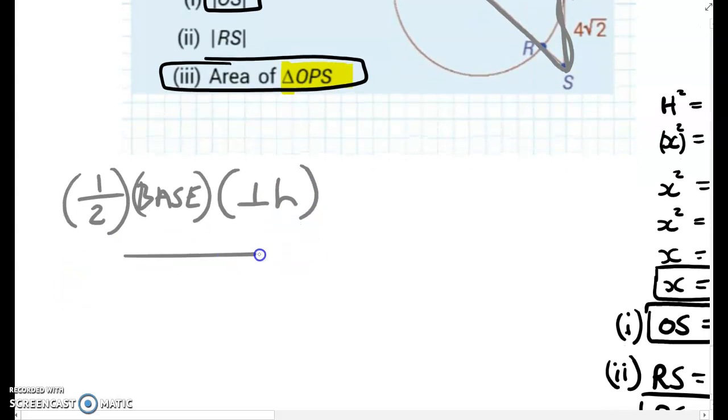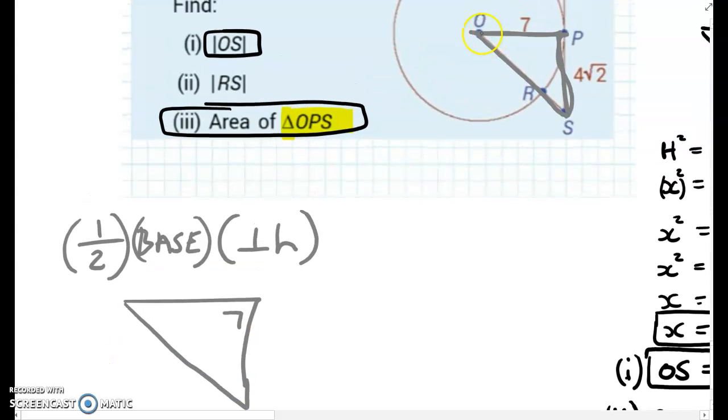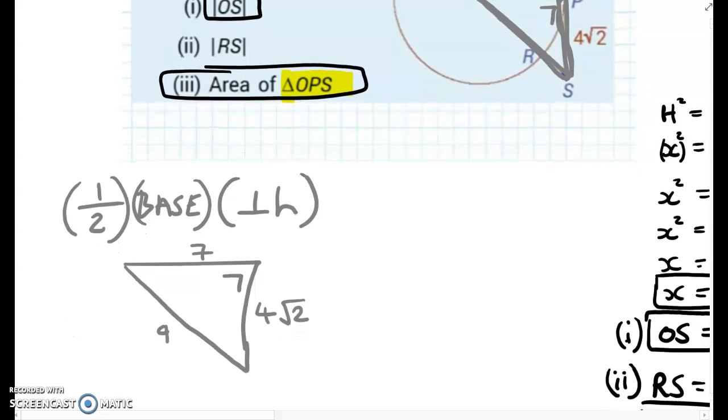Okay, now we're given the triangle like this. Okay, it looks like this. Right angle in there. We're told 7. We're told 4 root 2. And we've just worked out that this is 9. Looking at it like that, it's kind of confusing to understand which part is the base and which part is the height, because it's kind of sideways.